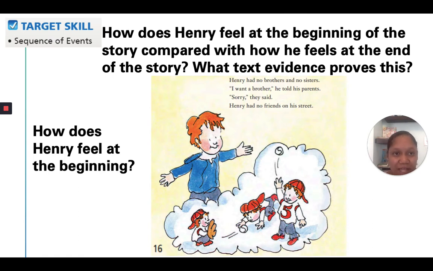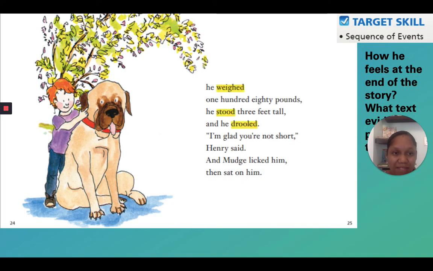How does Henry feel at the beginning of the story compared with how he feels at the end of the story? What text evidence proves this? So let's do this piece by piece. The first part says, how does Henry feel at the beginning? So this is the beginning, and it's saying Henry has no brothers, no sisters. He wants a brother, but his parents say no, and he has no friends. So how do you think he feels here? How would you feel if this were you? Yeah, me too. I'd feel pretty sad and pretty lonely. Yeah, me too.